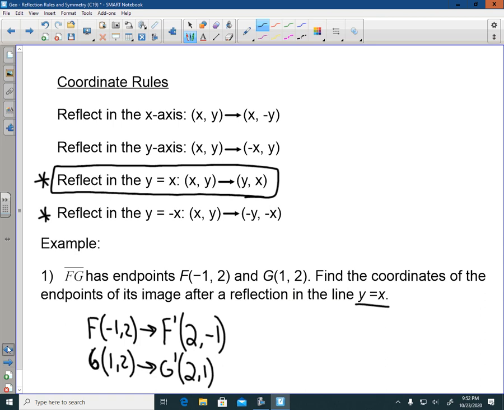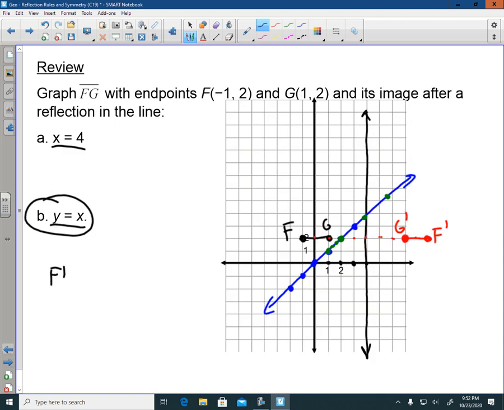Now let's plot those points back on this graph and see if we're right. So F prime lives at 2, -1. And then G prime lived at 2, 1, correct? Let's plot those and see if it looks like the reflected version. Right here is F prime. And then G prime lives at 2, 1, which is right here, G prime. And gosh darn if that doesn't look like a great reflection over that line.